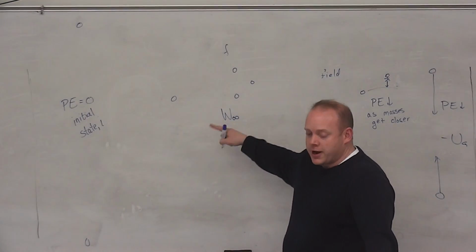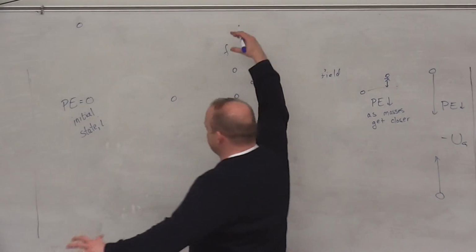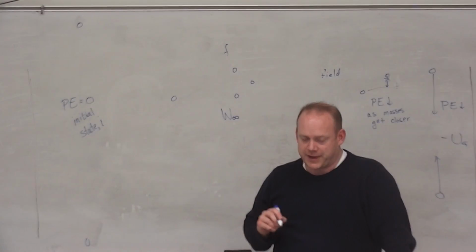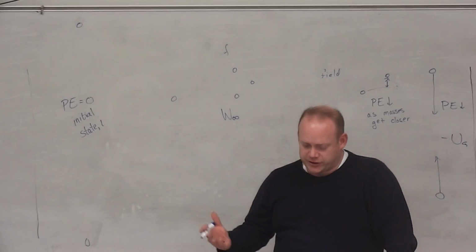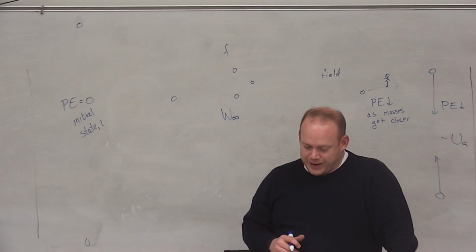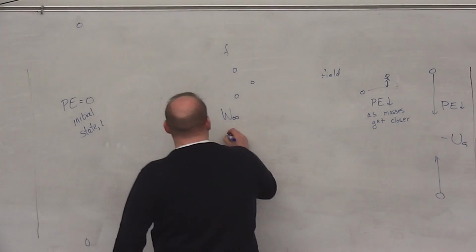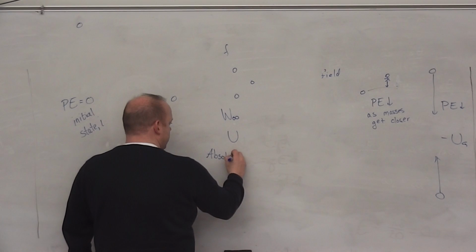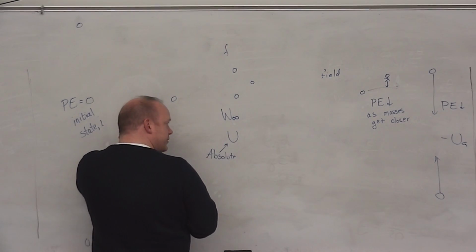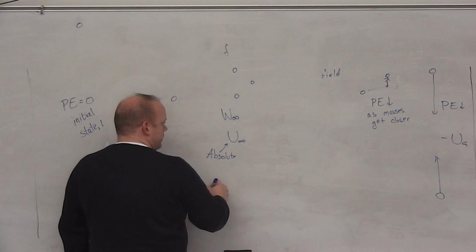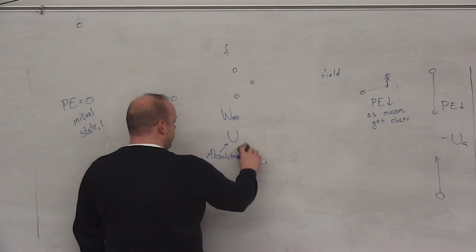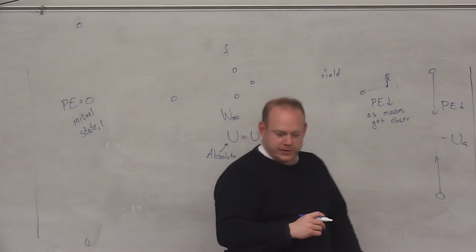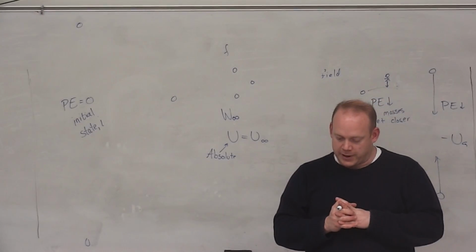this W infinity here, that's the work done in moving these charges from a really far distance apart to this distance here. And it's the work done by the electric field. I want to be very clear about that. It's the work done by the electric field in moving these charges in from infinity. Now, what we're going to talk about here is the absolute potential energy. The absolute potential energy is the energy to bring them in from infinity. So sometimes you'll see U equal the change in potential energy in bringing them in from infinity.